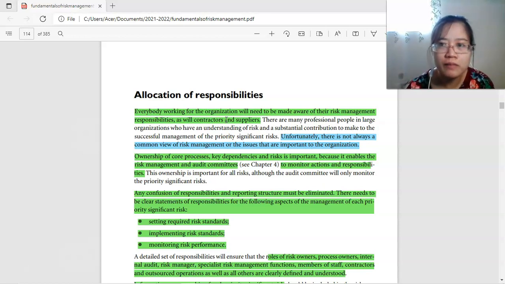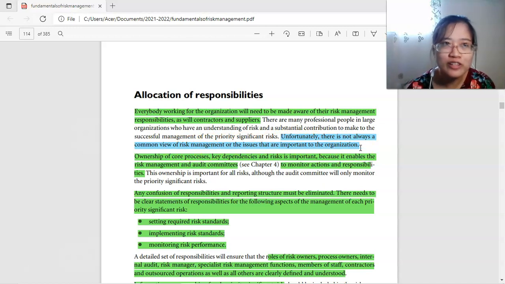And of course, mga companies naman, they don't rely on just one supplier. Sometimes, meron silang 2 or more. Siguro mga 2 to 3. Tapos, they have, of course, backup na madaling kontakin na suppliers din. Okay? So, may mga ganun. Kumbaga, setting a proper expectations, communication then, and of course, yung responsibilities nila in that particular agreement, okay? So, yan. There is not always a common view of risk management or the issues that are important to the organization.